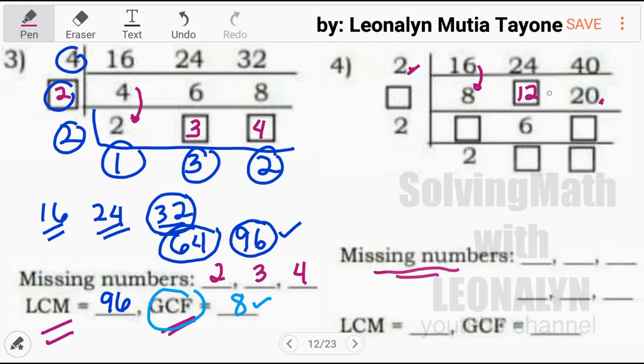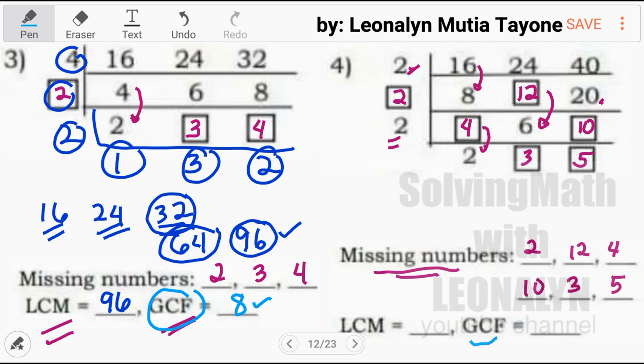Next. Itong 12 na ito, paano naging 6? Ang pang-divide niyan ay 2. So, 8 divided by 2 and this is 4. 12 divided by 2 and that is 6. 20 divided by 2 and this is 10. Now, meron na tayong pang-divide. 4 divided by 2, 2. 6 divided by 2 and that is 3. 10 divided by 2 and this is 5. Ang missing numbers. We have 2, 2, 2, 3, 5.